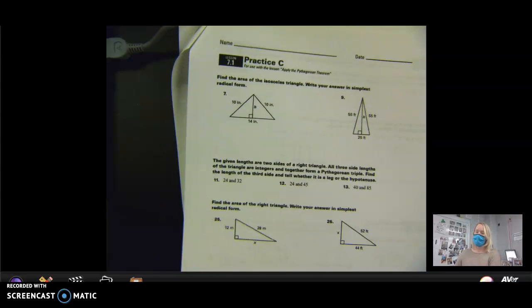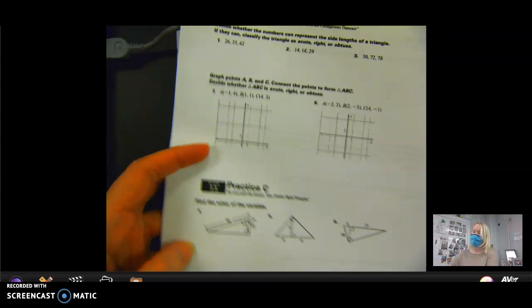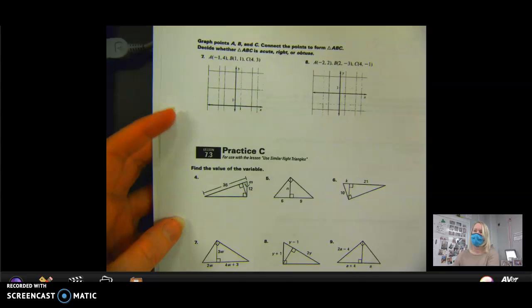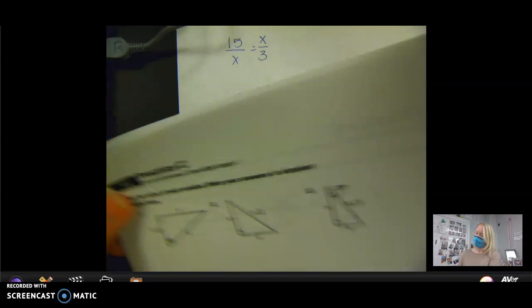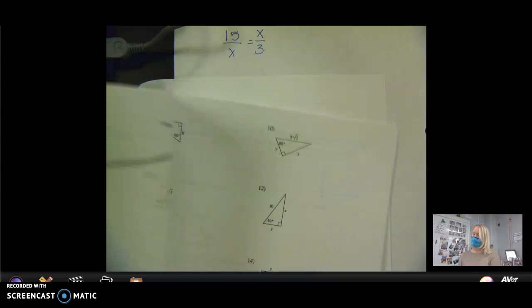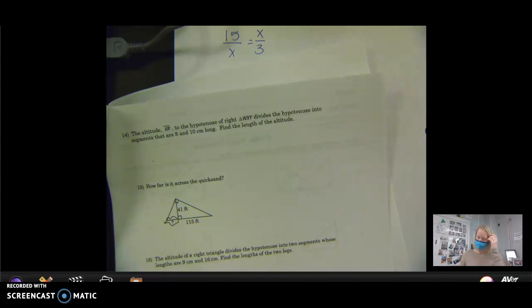Okay, so this is supplemental sheet 1. Supplemental sheet 2, I want you to complete. Supplemental sheet 2 has 7.2 and 7.3 on it, so we went over both of those yesterday. And then you're going to do page 2, and then you're going to skip ahead and do pages 14 and 15.